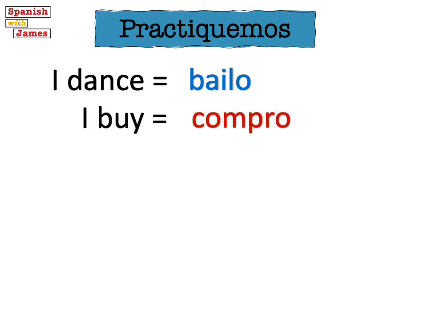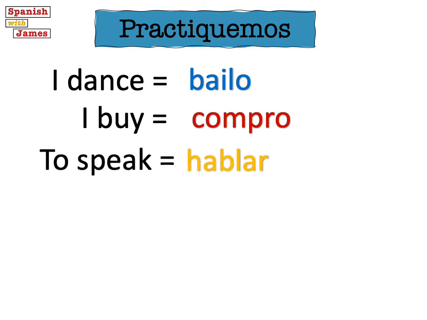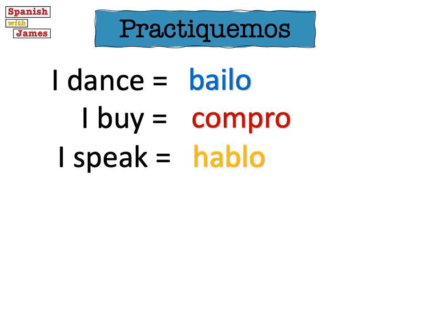Compro, I buy. To speak is hablar. Notice that we don't pronounce the H. The H in Spanish, you never pronounce it. It's just silent. Hablar. So if we want to say I speak, what's it going to be? We take off our AR, add an O, hablo. So you could say, hablo español.